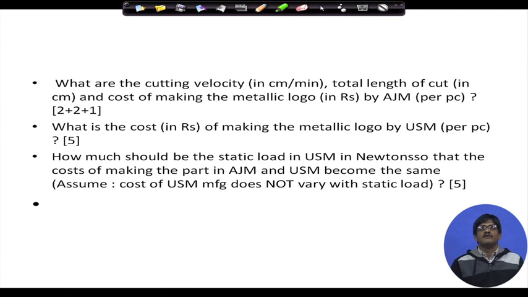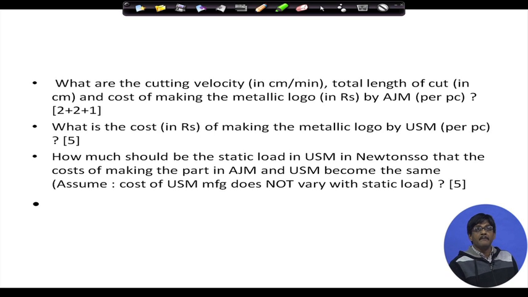What are the cutting velocity, total length of cut and cost of making the metallic logo by AGM? You have to find out what will be the cutting velocity, what will be the total length of cut and the cost of making the metallic logo.